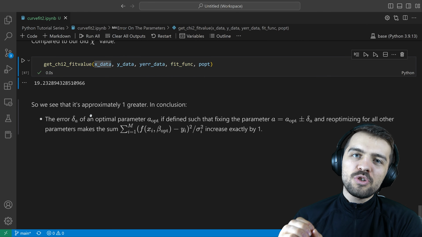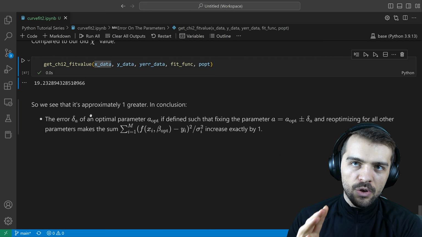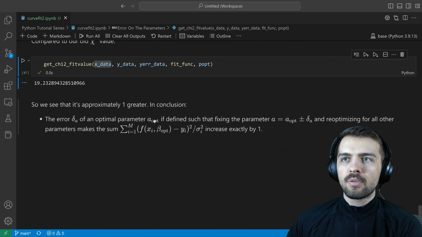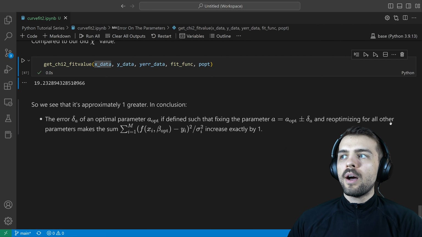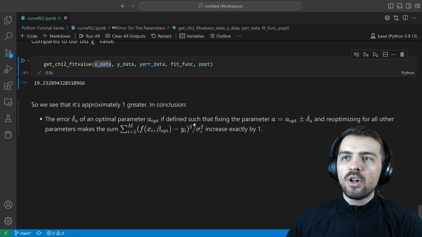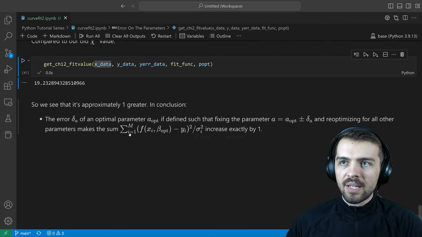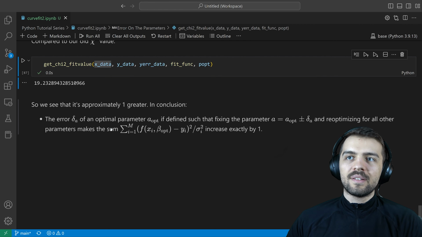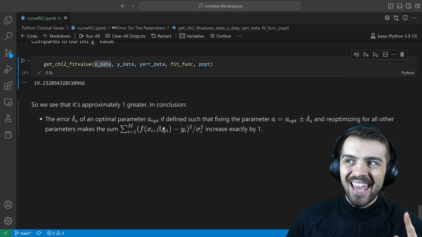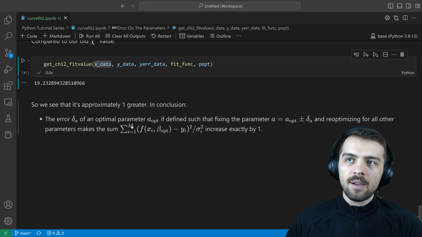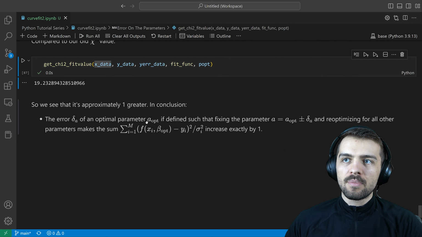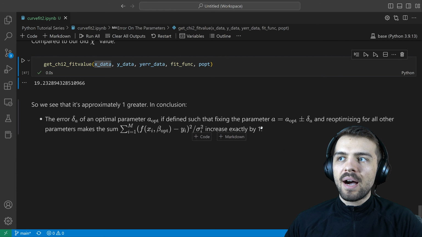So the main conclusion of this video: what do the errors mean in the curve fit function? Well, the error delta A of an optimal parameter A optimal is defined such that if you fix the parameter A equal to A optimal plus delta A in your set of parameters, and you re-optimize for all the other parameters, then the following sum here will increase exactly by 1. Now, in the case where this is beta optimal, like the true optimal parameters, this is distributed according to a chi-squared distribution. The reason why I don't call it makes the chi-squared value increase by 1 is because in this case, where you change the value of A and re-optimize for the other parameters, this is no longer a chi-squared distribution, but it does make the sum increase by exactly 1.